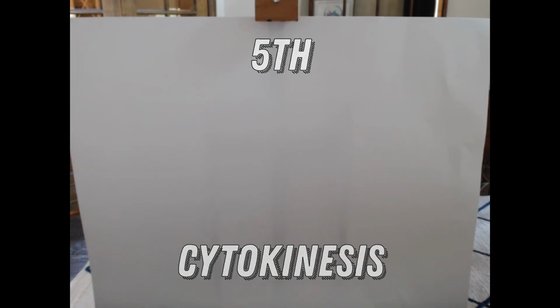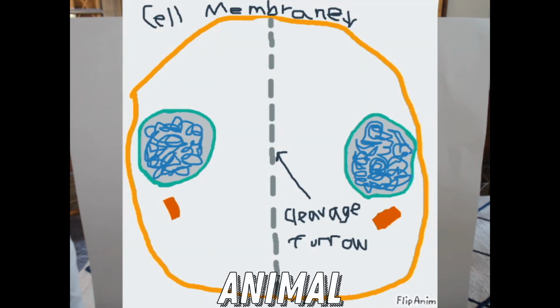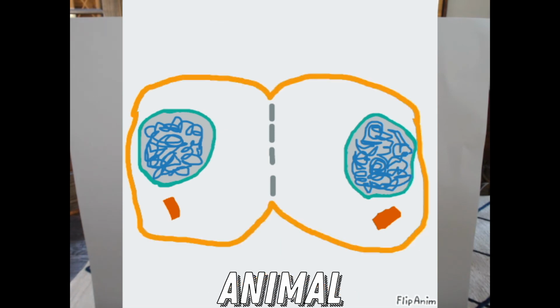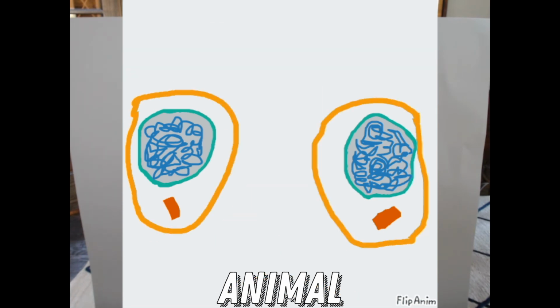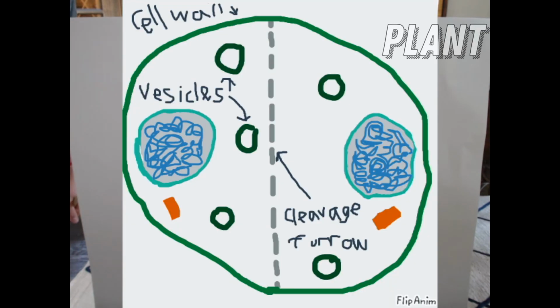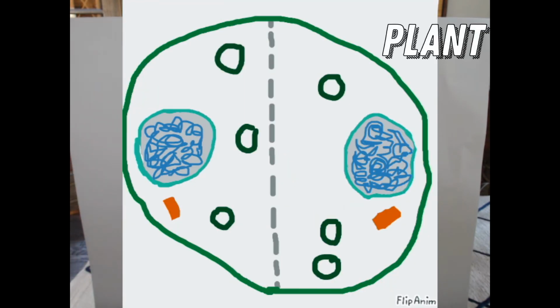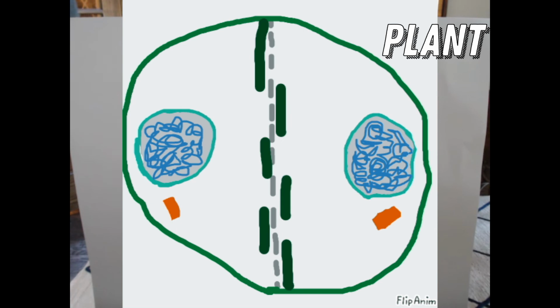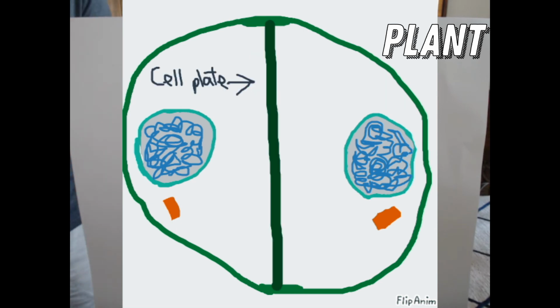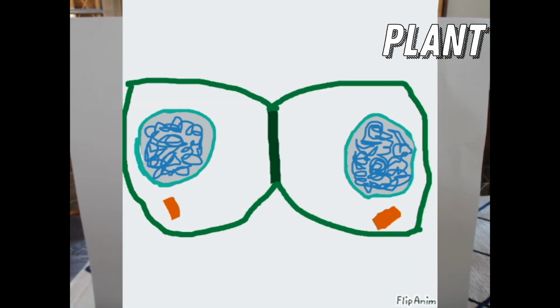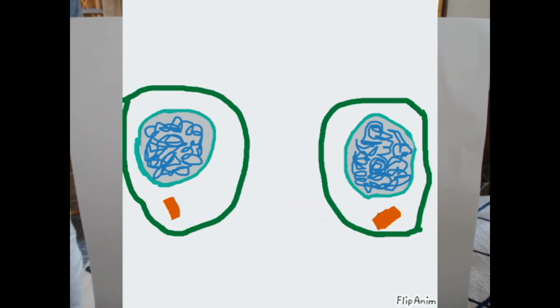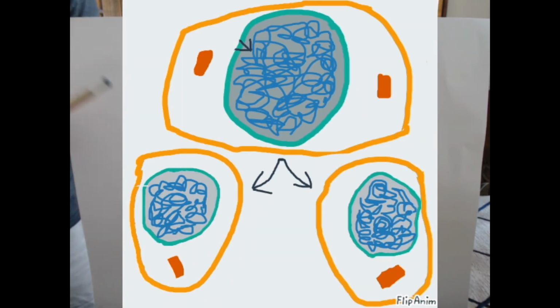In animal cells, the cytoplasm divides along the cleavage furrow and splits the cell in 2 during cytokinesis. During cytokinesis in plant cells, vesicles come to the middle of the cell and form the cell plate, which is like the cell wall, and the cell splits apart. Then, the 2 brand new daughter cells of the parent cell start this process all over again.